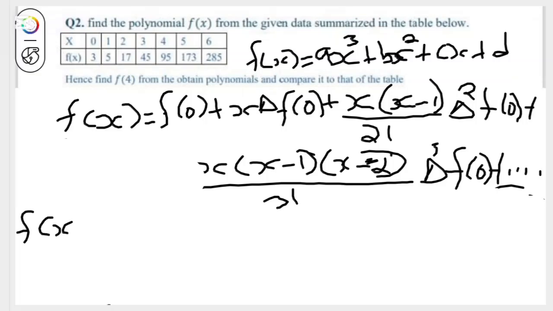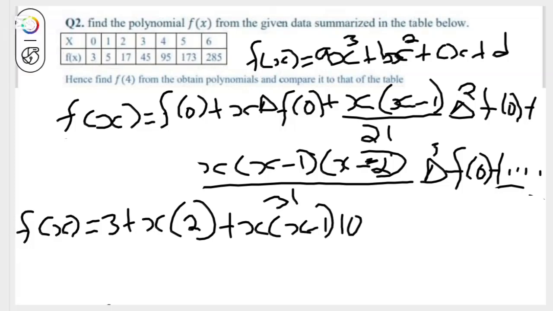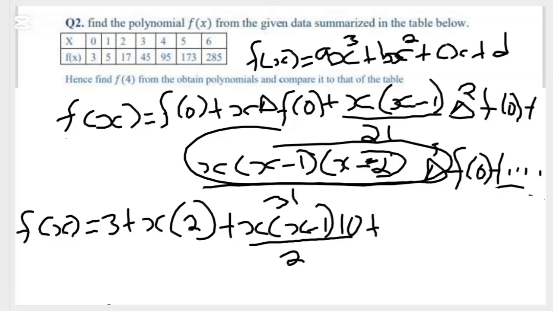So the f of x should now be equal to the f of 0. If you could recall, if you take the naught, it is 3. So 3 plus x, I will have x, and the f of 0 also, it is 2, and therefore plus x, don't forget I have x minus 1, and multiplied by d square, which is the d square f of 0, which is 10. And then don't forget I have 2 factorial, and 2 factorial is the same thing as 2.